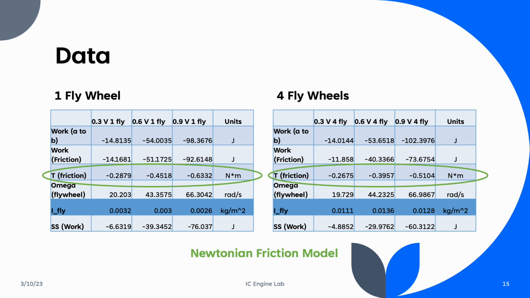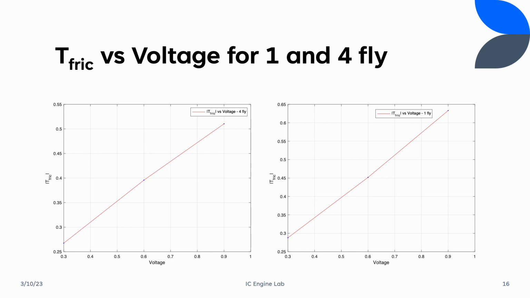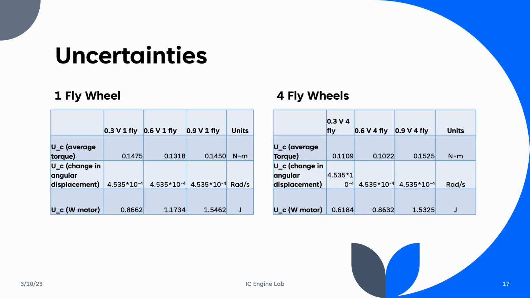Newtonian friction model. Here is a closer look at the torque due to friction versus voltage for both the 1 and 4 flywheel system, and it can be seen that it is a linear increase, therefore confirming that it is Newtonian. Finally, here are the uncertainties for the average torque, the change in angular displacement, and the work due to the motor for the 1 flywheel and 4 flywheel systems.